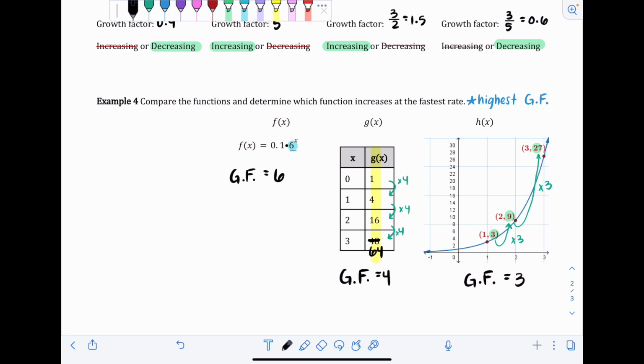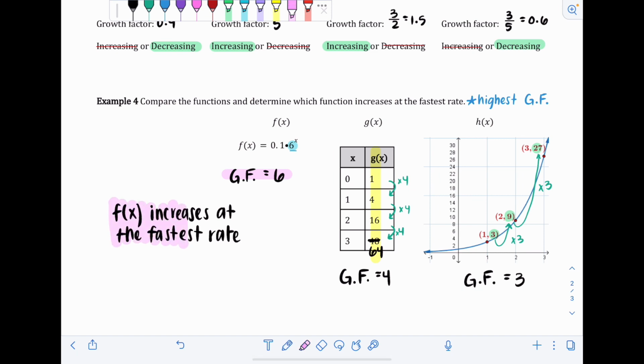Now to figure out which one increases at the fastest rate, we have to figure out which one had the highest growth factor, which was the first function, f of x. So f of x increases at the fastest rate because it had the highest growth factor. Growth factor will always correspond with how quickly it's growing. The higher it is, the faster your function will grow.